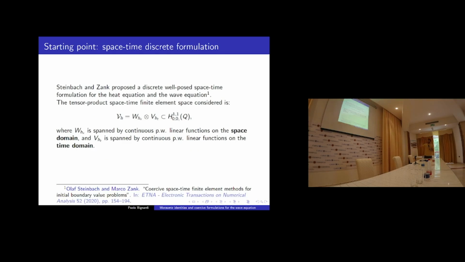Another starting point is an article by Steinbach and Zank, who proposed a discrete coercive formulation, which is very specific. It works with piecewise linear functions in both space and time. This was for the wave equation. The interesting thing in this article, which I will talk about later, has to do with the fact that you can approximate a function in a Lebesgue space in a specific manner.